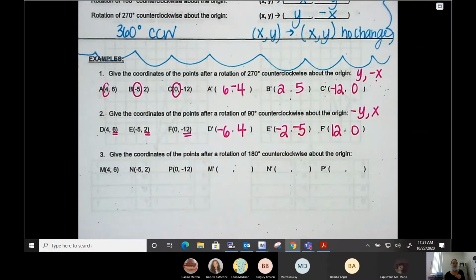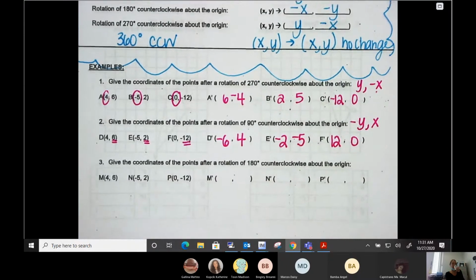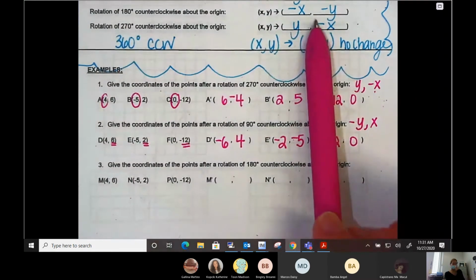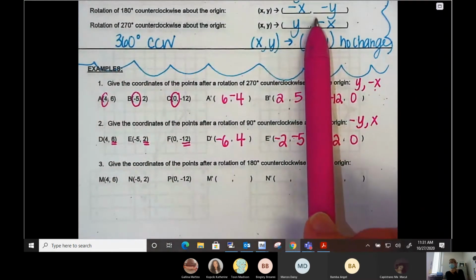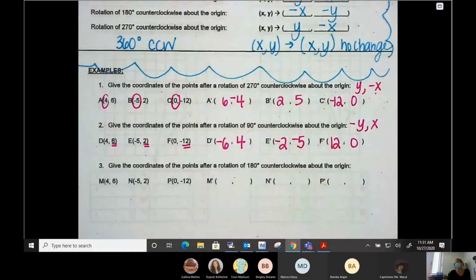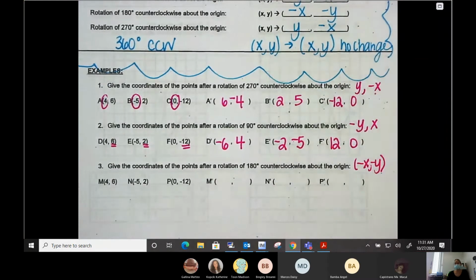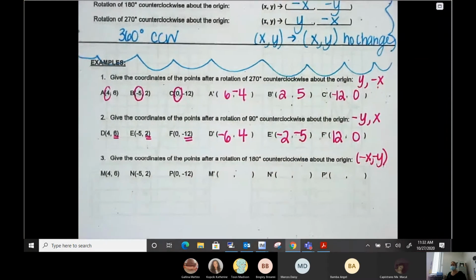Last one, give the coordinates of the points after a rotation of 180. What do I have to do with a rotation of 180? What happens for 180? I just make the X and the Y change signs, both of them. But they do not trade places. They stay in the same spot, they just change signs.